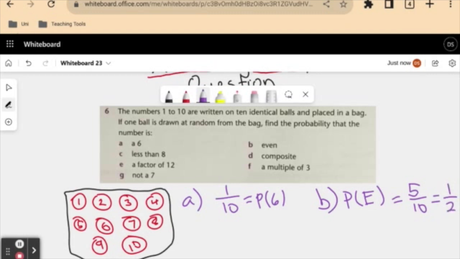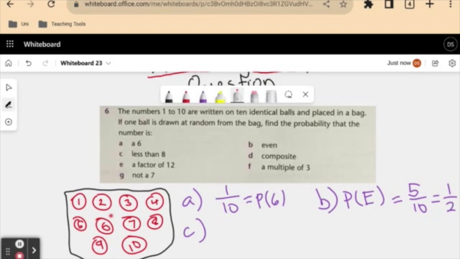All right, what about C? We are looking for the probability that the number is less than 8. Well, okay, so that we can do in a couple of ways. We can just count the amount of numbers that are less than 8. So we have 1 through to 7. So 1, 2, 3, 4, 5, 6, 7 possible.